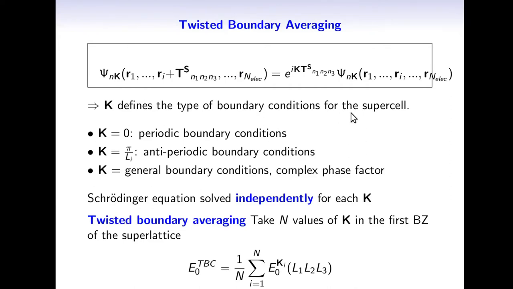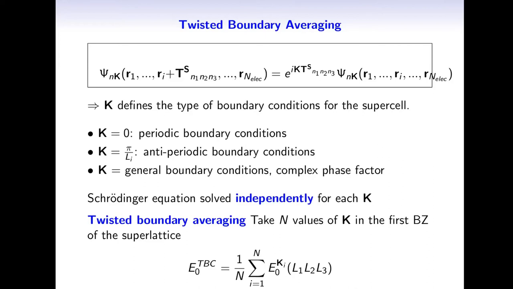Of course, the supercell is a completely artificial choice, and so this choice of boundary condition is completely artificial too. You have no reason to take K equals zero or K anything. So in the case where big K equals zero, you have periodic boundary condition. Where K is pi over L, you have antiperiodic, and in general you have a boundary condition with a complex phase factor. So like in the case of small k in the primitive cell in DFT, we have here big K in the supercell, solving the many-body Schrodinger equation independently for each K.